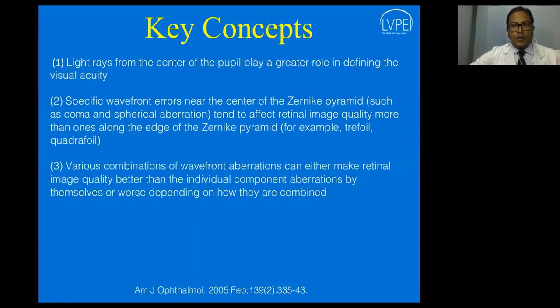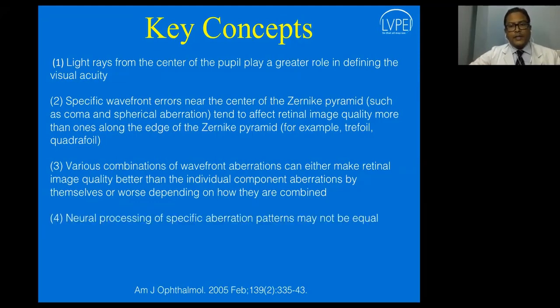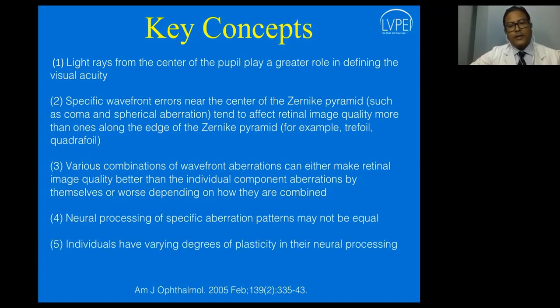Third, various combinations of aberrations can either improve or decrease the quality of the retinal image, and it depends upon the amount of each aberration that is there and the way they are combined. Neural processing is different for different aberrations, and the plasticity of the neural processing is also different in different individuals. So this is a very interesting article to understand concepts of aberrations.